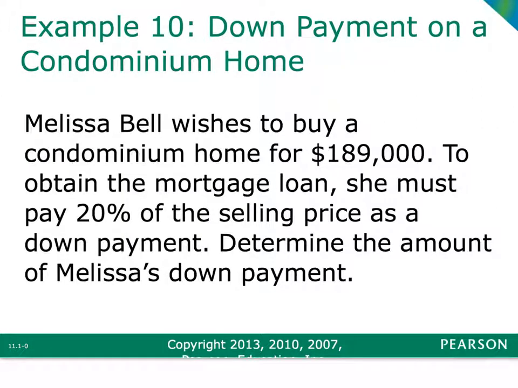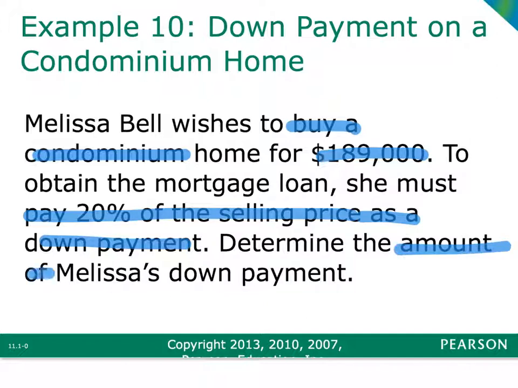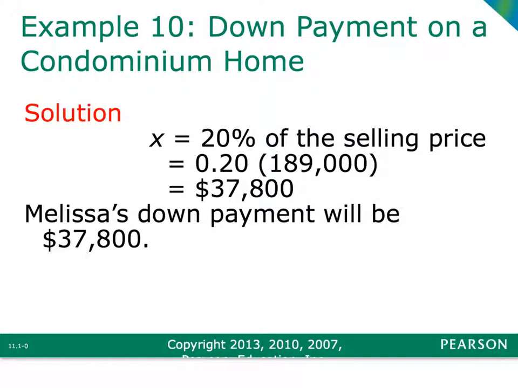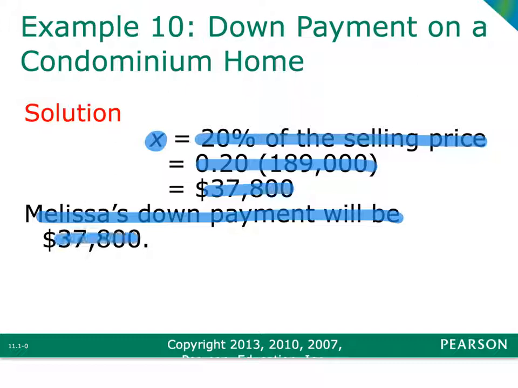Okay, let's talk about a down payment on a house. Melissa Bell wants to buy a condominium for $189,000. Now when you get a loan for a house, you have to put down some money, right? She has to pay 20% of the selling price as a down payment. We want to know the amount of her down payment. So x, which is what we're looking for, is 20% of the selling price, which means 0.20 times 189,000, which is 37,800. So her down payment is 37,800.